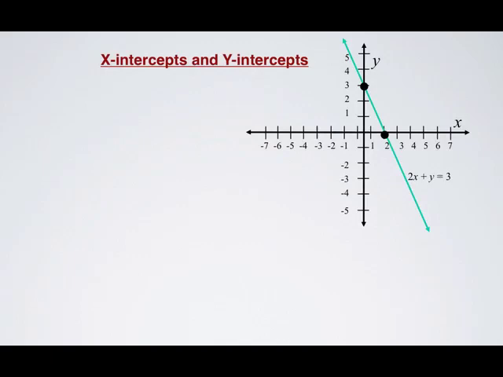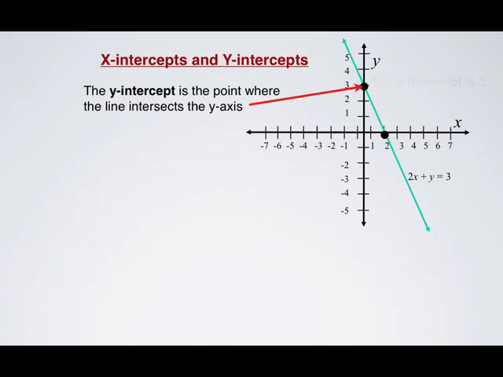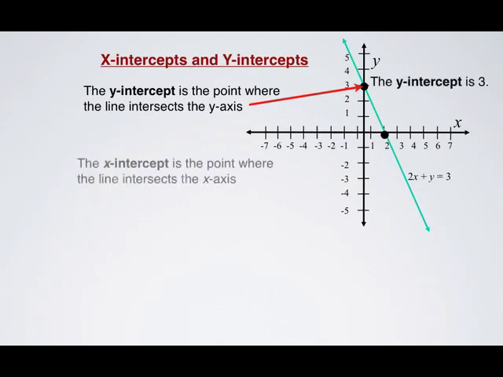Next, we're going to take a look at x-intercepts and y-intercepts. We already know what a y-intercept is. That's the point where the line crosses the y-axis. An x-intercept is simply the point where the line crosses the x-axis. In this situation, the y-intercept is 3, and the x-intercept, the point where the line crosses the x-axis, is 2.